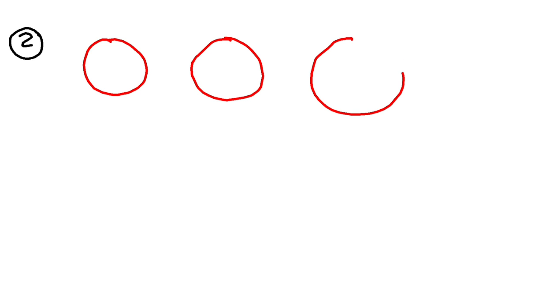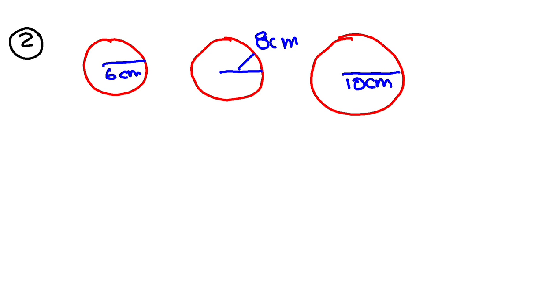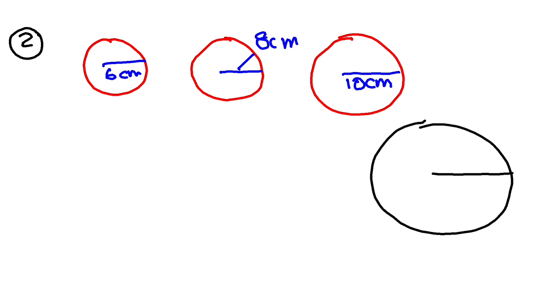Now question number 2 says there are 3 spheres. The first one has a radius of 6, then the next one has a radius of 8, and the next one has a radius of 10. So this one has a radius of 6 centimeter, this one has a radius of 8 centimeter, and this one has a radius of 10 centimeter. Now the materials from all of the 3 spheres are taken and we have created a larger sphere like this, and obviously this sphere is going to have a radius. You have to find this radius.